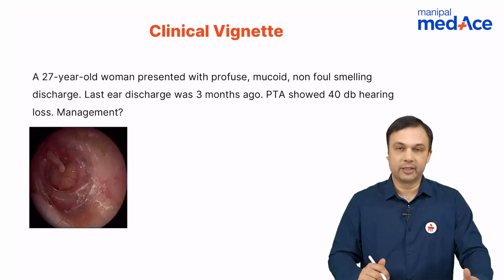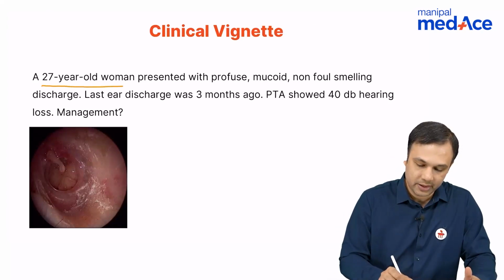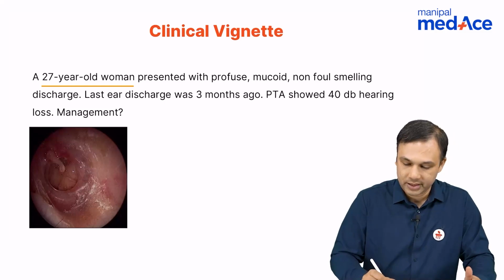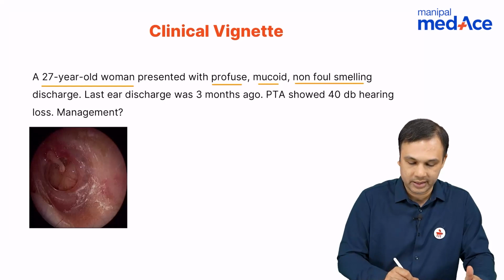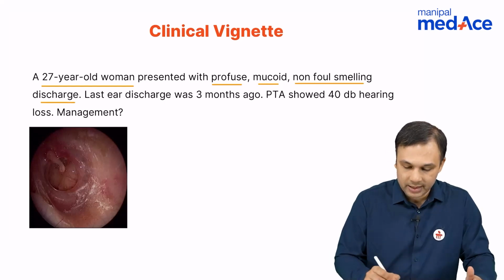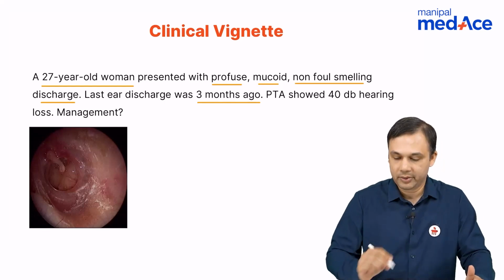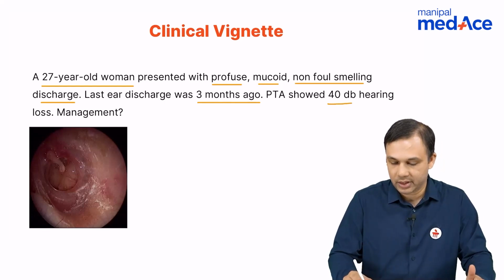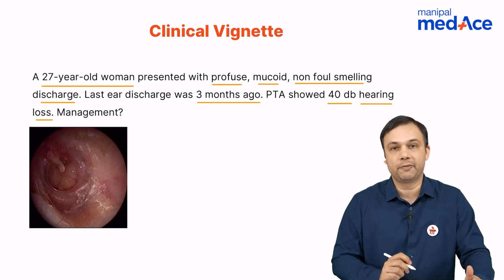So, starting with a clinical vignette, let us see that this is a 27-year-old woman who presented with profuse mucoid non-foul smelling discharge. Remember, this discharge was also non-blood stained, and the last discharge was 3 months ago. And when looking at a pure tone audiometry, it showed a 40 decibel conductive hearing loss on the affected side.